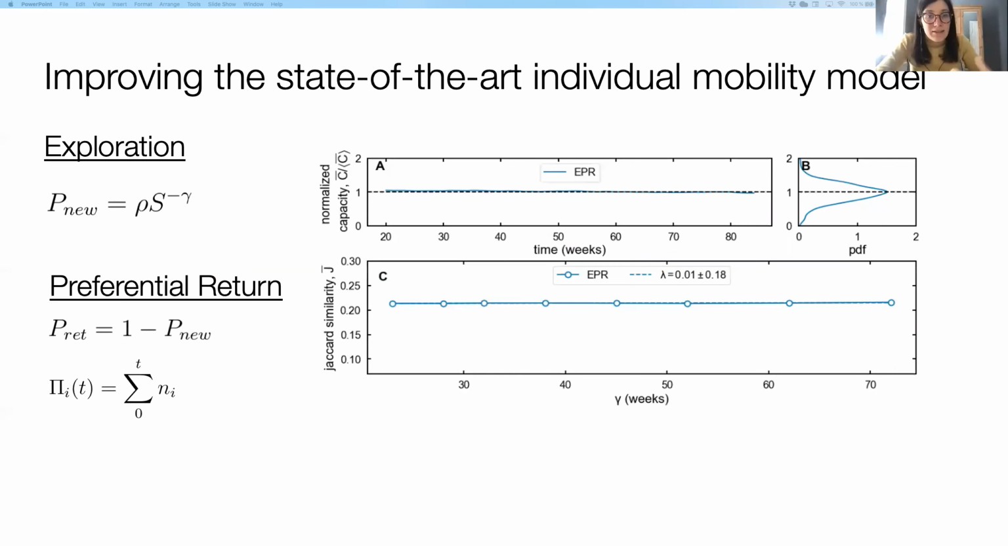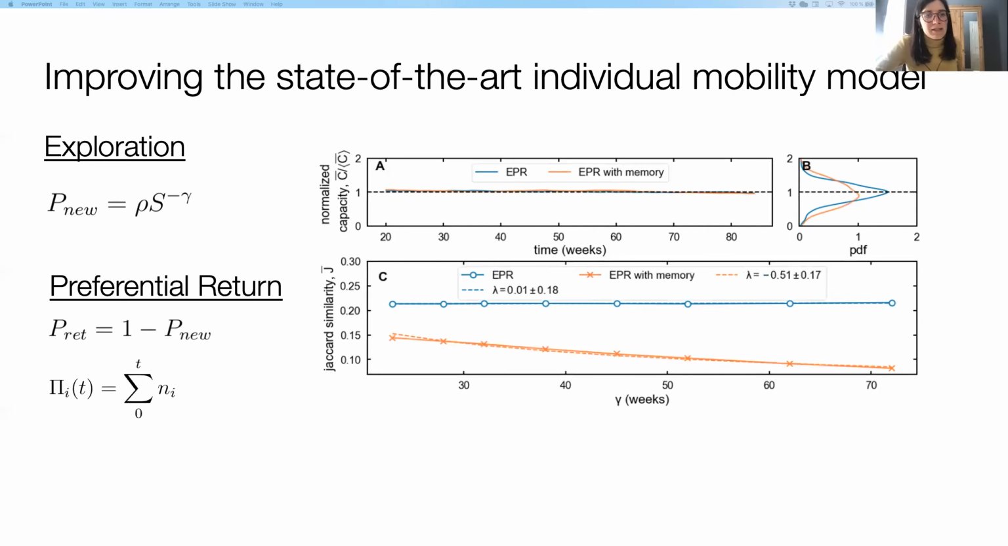In this model, individuals do not have a limited memory. So individuals explore with a given probability and return to places where they've been before with the complementary probability. And then they can basically pick any place they've been to before, even a place they've been to years before. So we modified this model so that agents are characterized by limited memory.